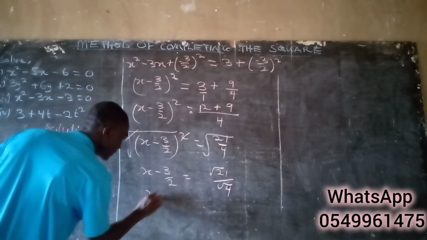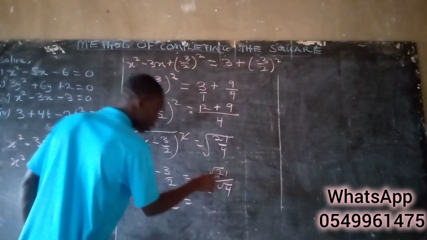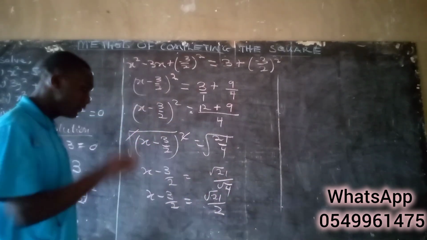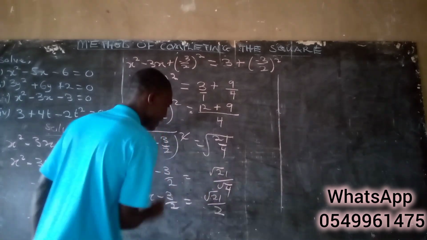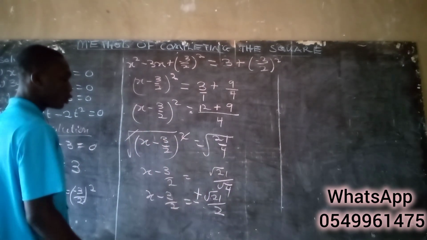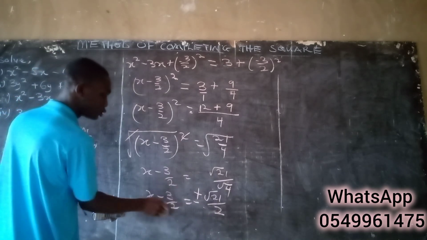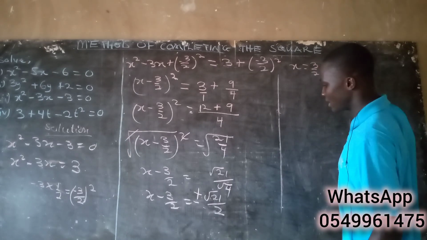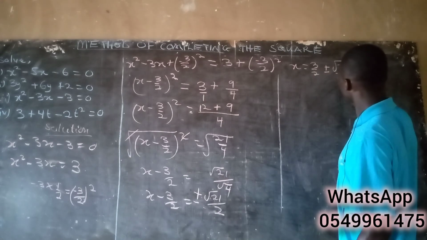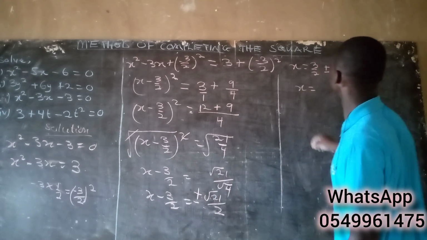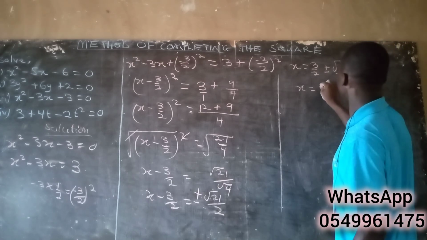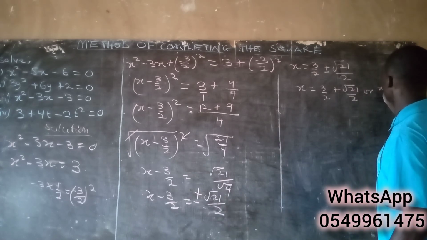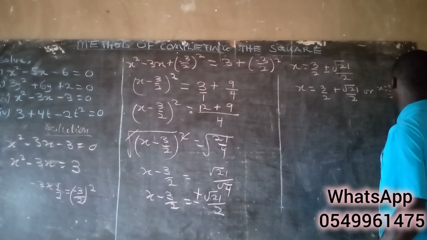And now we have x minus 3 over 2 is equal to the square root of 21 over the square root of 4, which is 2. Once we remove either of the square roots, either one or both of them, we have to introduce plus or minus. Now, we want to make x the subject, so let's transpose negative 3 over 2 to the right side. Now we have x is equal to 3 over 2 plus or minus the square root of 21 over 2. So x is equal to 3 over 2 plus square root of 21 over 2, or x is equal to 3 over 2 minus square root of 21 over 2.